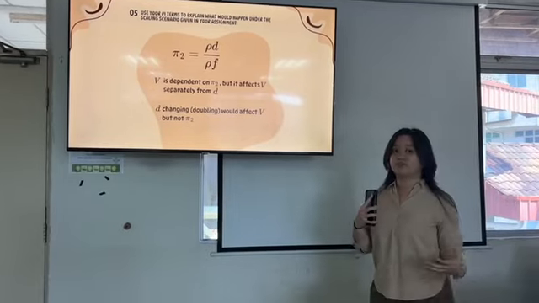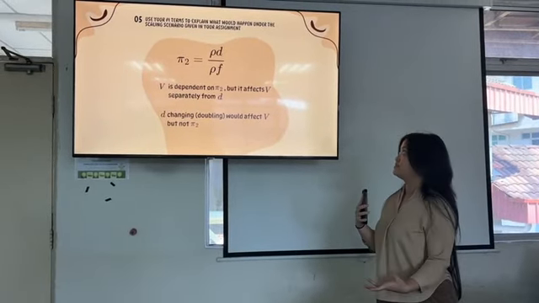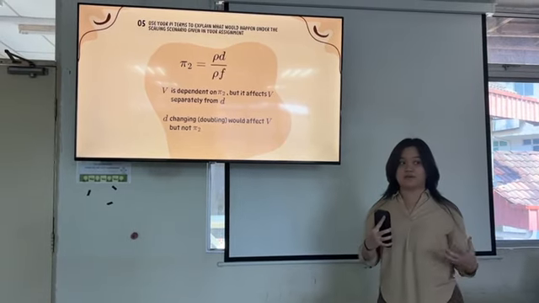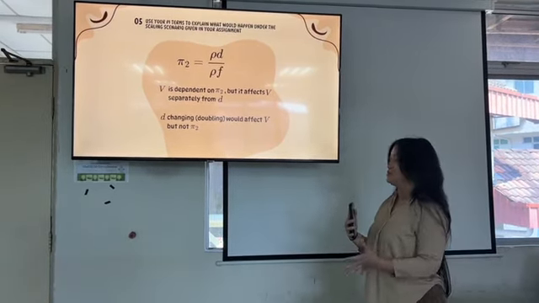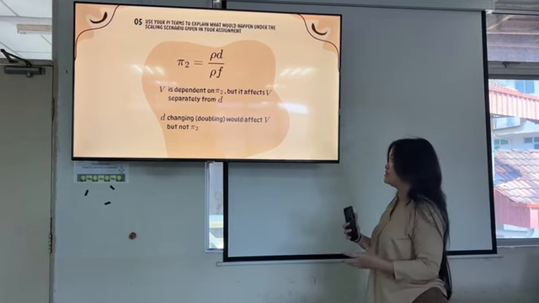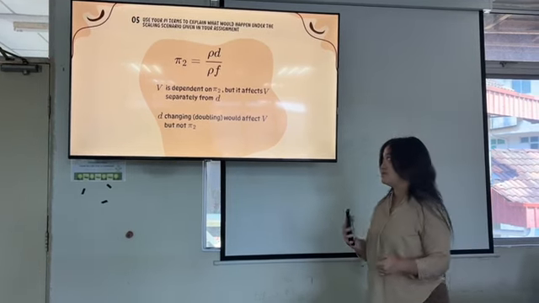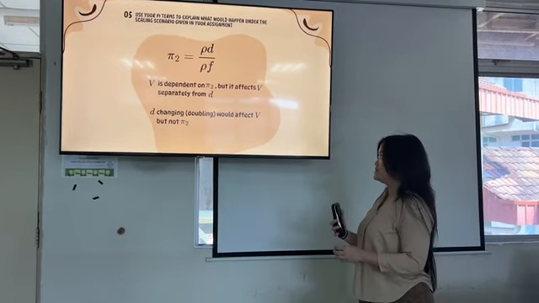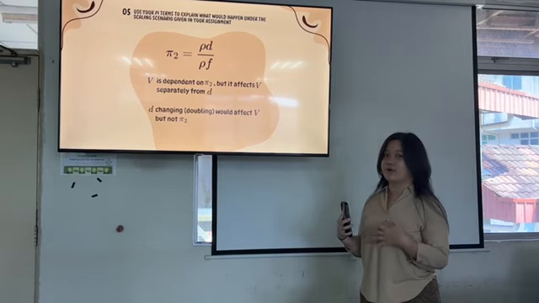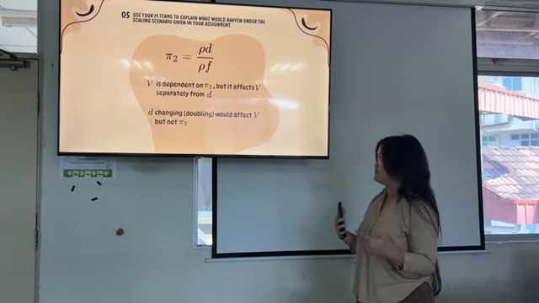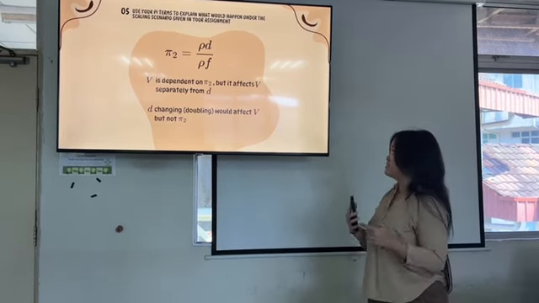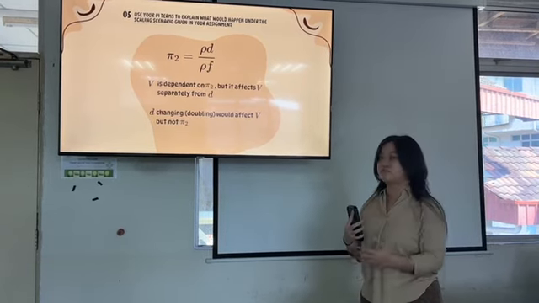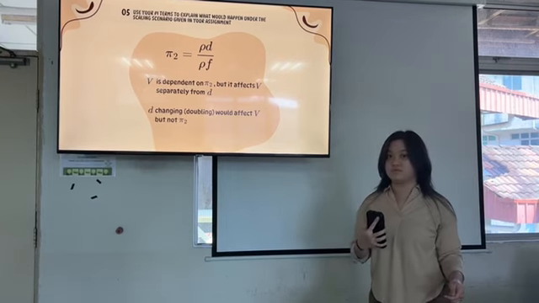Okay, so I'm going to continue for question number 5, which is using our pi terms to explain what happens under the scaling scenario. First, I'm going to tackle pi 2, which is rho d over rho f. This represents the relative density, and we know that the relative density will produce a buoyancy effect. So we know that v is dependent on pi 2 from our previous calculations, but it affects v separately from d. This is because you can see in pi 2's equation that there's no d variable, so we know that d doesn't affect pi 2.